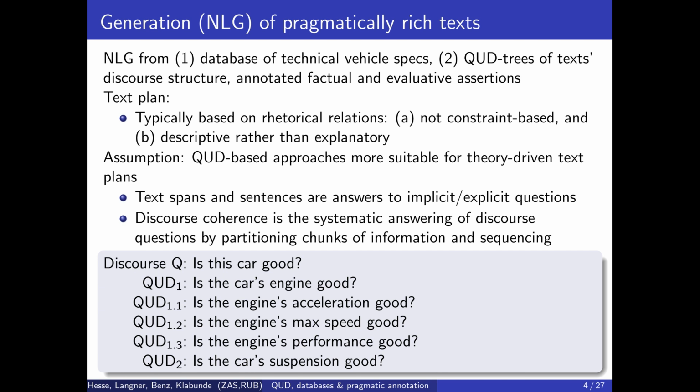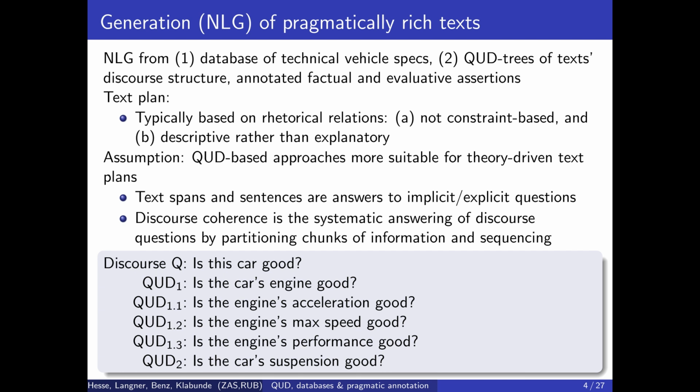The assumption here is that QUD-based approaches we think are more suitable for theory-driven text plans. And these text plans try to divide text into text spans and sentences, and we look at them as answers to implicit or explicit questions under discussion. And discourse coherence, under this QUD view, is the systematic answering of discourse questions by partitioning chunks of information and sequencing them, right? So here's a simple example.